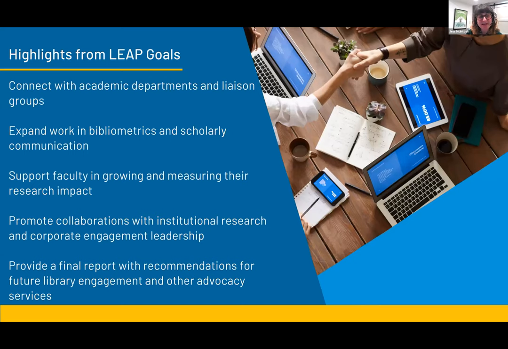So to touch on some of the highlights of what LEAP is working on: connecting with academic departments and liaison groups, expanding work in bibliometrics and scholarly communication, supporting faculty in growing and measuring research impact, promoting collaborations with institutional research and corporate leadership, and then providing a final report of recommendations to the Ohio Department of Higher Education. And these goals are largely integrated into the work that many of us do as liaisons to our departments.